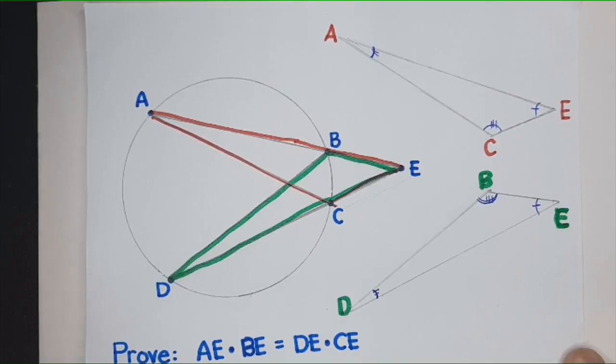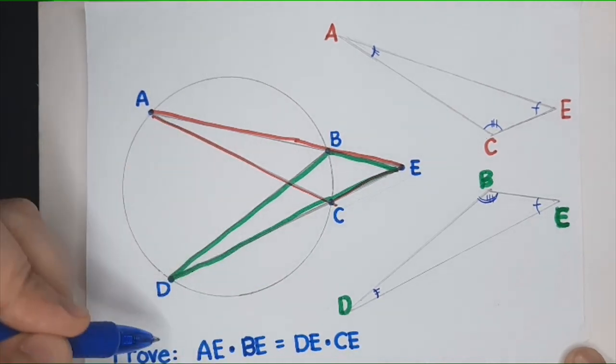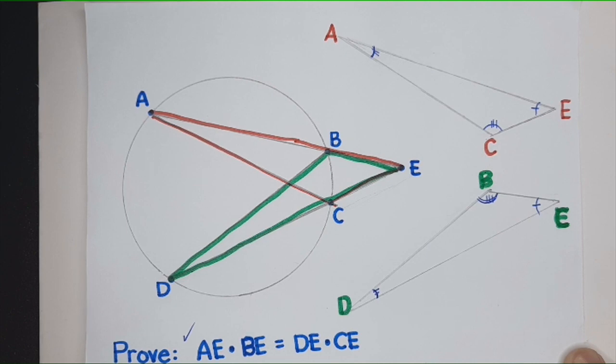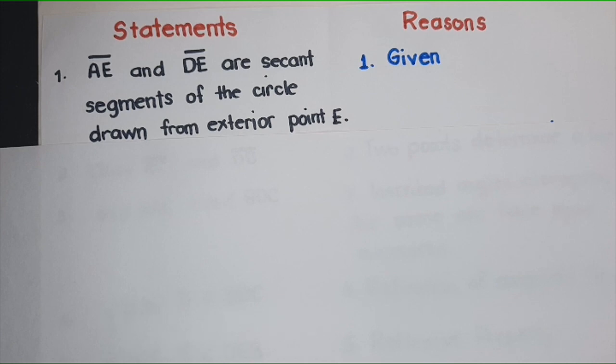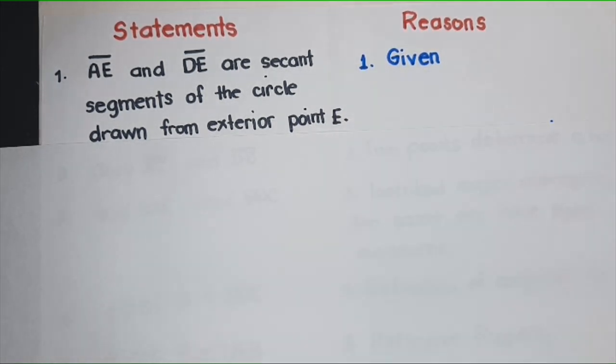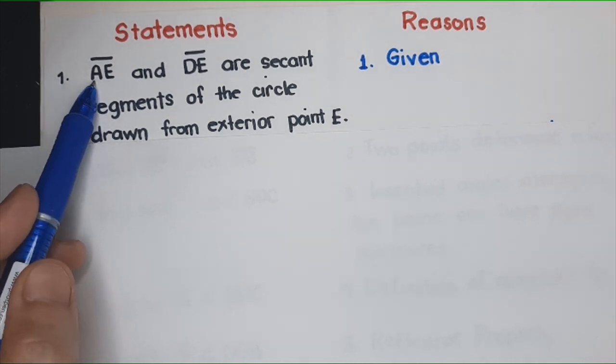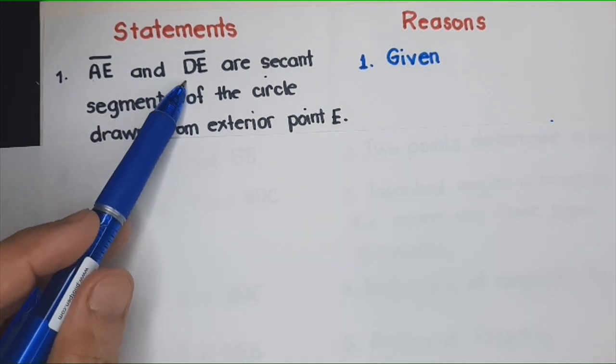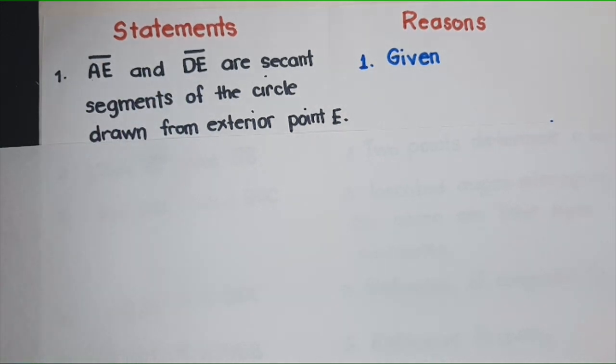So we prove first that these two triangles are similar. And then after that, madali na tong i-prove. Okay? Okay, let's start proving. Okay, so this is the two-column approach. Okay, again, we know that the first statement is usually the given. It says here that line segment AE and line segment DE are two secant segments that intersect at the exterior point E.